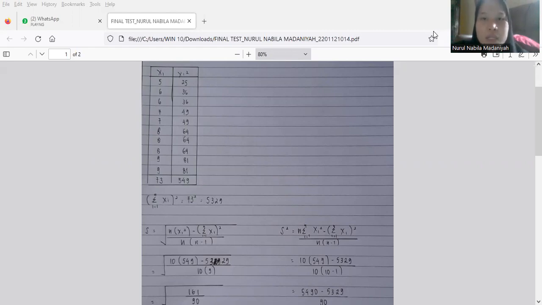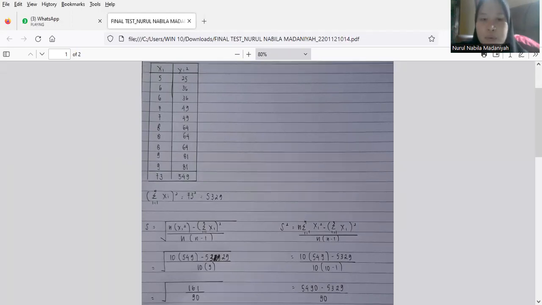So, in this moment, I will explain the answer of number 2 and 3 from the final test that you have given for me before. Please allow me to use Indonesian and English language to explain the answer. Okay, we move to number 2. For number 2, I will find the standard deviation and the variance.